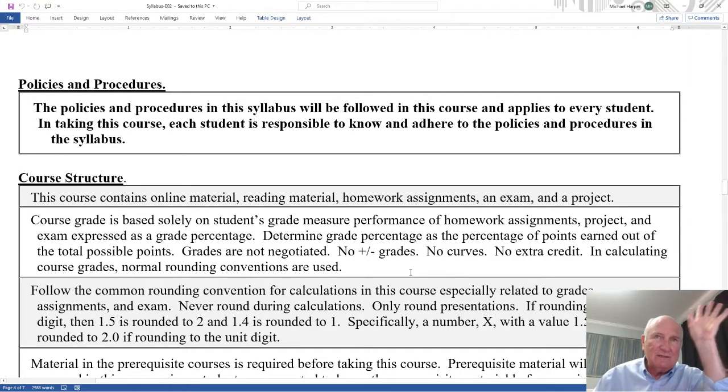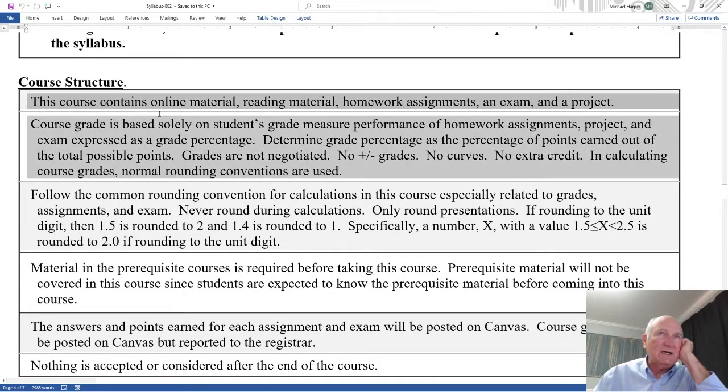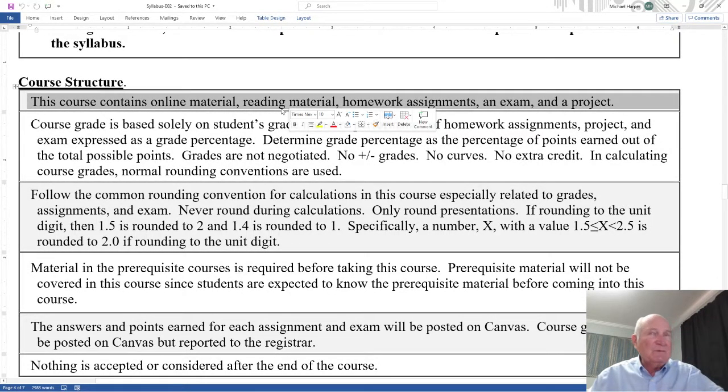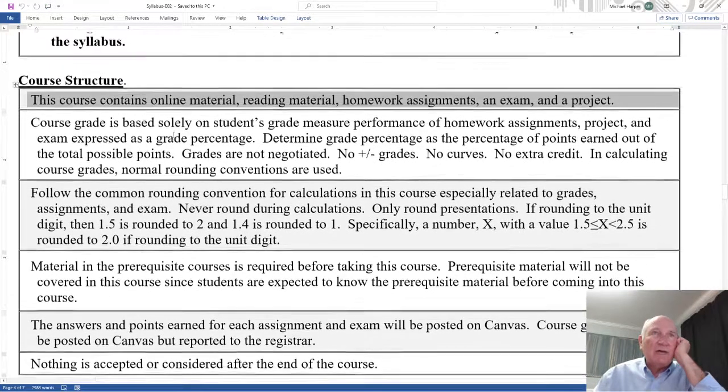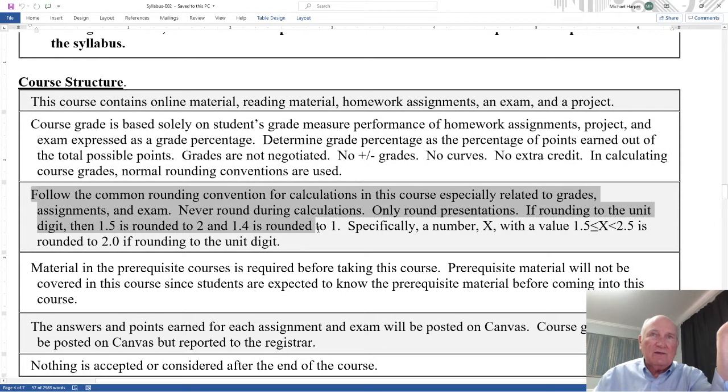There's the outline, the management. Here's the policies and procedures. First of all, this course is an online course. Reading material, homework assignments, exam, etc. will be in Canvas. Okay, the course grade is solely on, I've already mentioned this, rounding procedures. Rounding procedure will be applied to the homework, to working problems, to assigning grades.